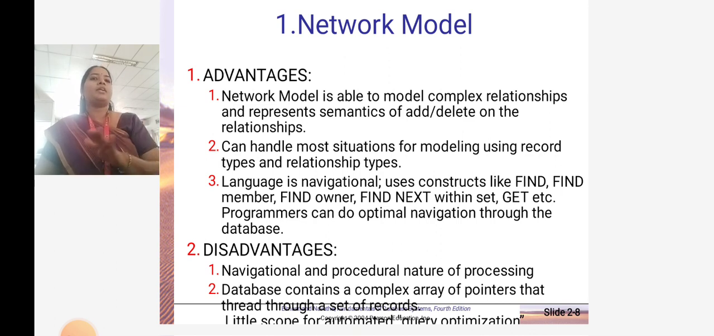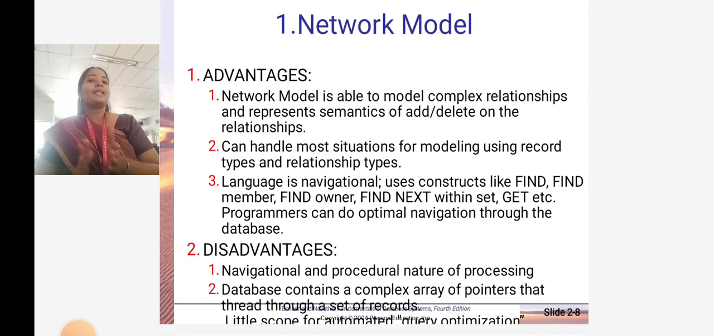So next comes the network model. What are the network model's advantages? The network model is able to model complex relationships and represent the semantics of add or delete on the relationships. It can handle most situations for modeling using record types and relationship types. The language is navigational, using constructs like find member, find owner, find next within set, get, etc. Programmers can do optimal navigation through the database here.